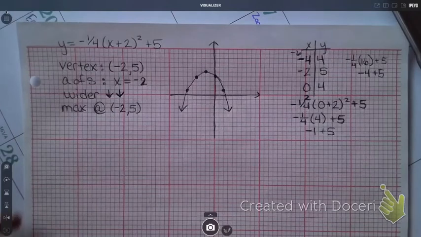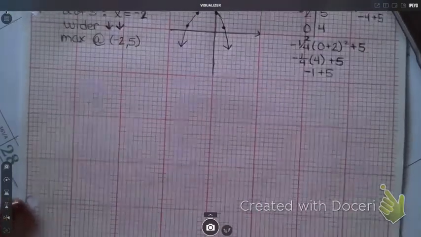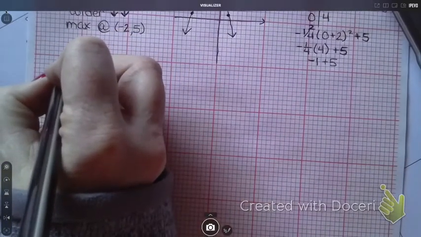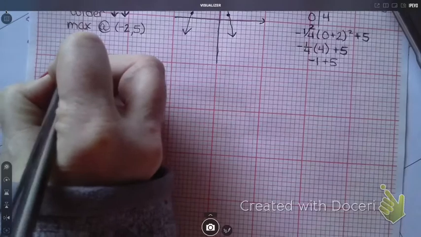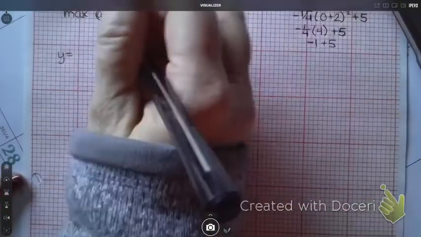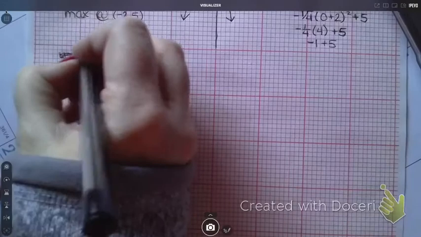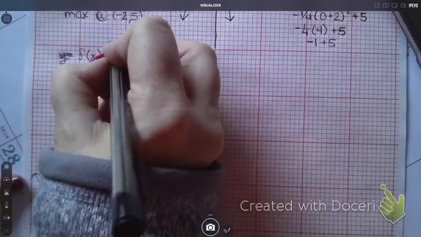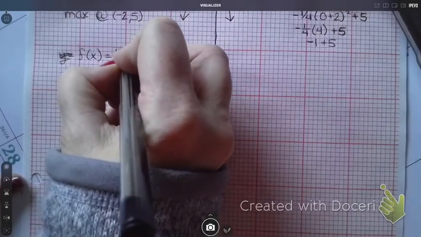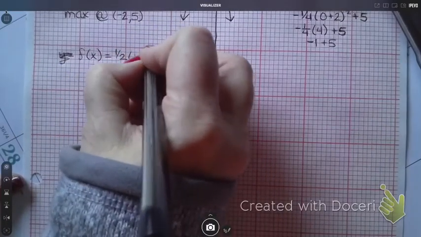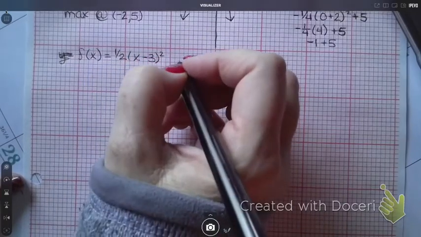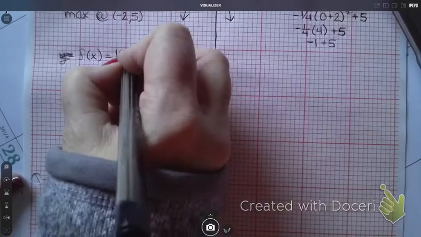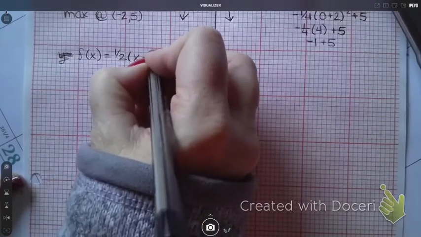Oh, you want a hard one like that? Want another fraction one? We'll do another fraction one, just because those seem to be the hardest. So I have y. Can you see that black okay on that? Oh, this one doesn't use y. This one uses f of x. Is that any different than saying y? No. f of x equals 1/2 times x minus 3 squared minus 4. We'll do this last one and then we'll go to intercept form. You'll like that one better.